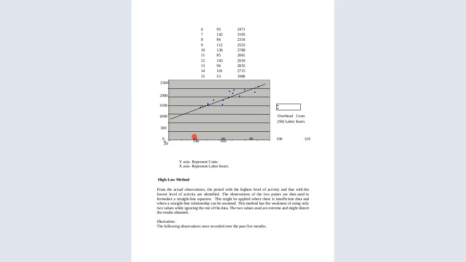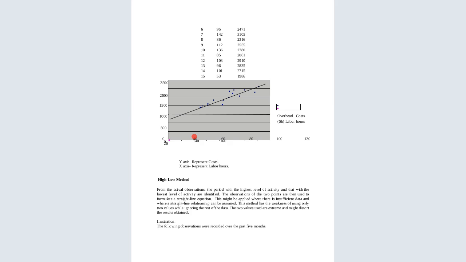Where the line cuts the y-axis, we said it is our y-intercept or our fixed cost. The gradient, change in y over change in x, is what we call the variable cost per what? Per unit. So that is the third method of cost estimation. The fourth method of cost estimation is what we call the high-low method.